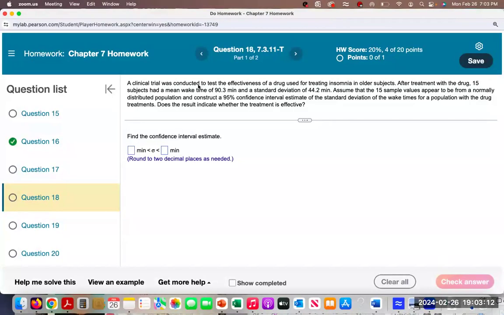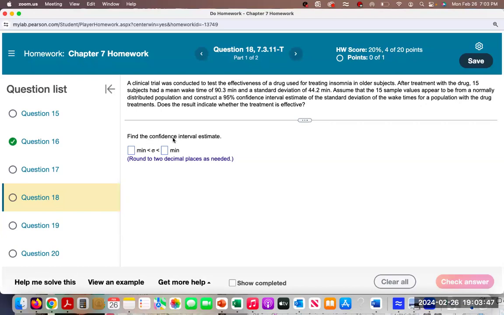A clinical trial was conducted to test the effectiveness of a drug used for treating insomnia. After treatment with the drug, 15 subjects had a mean wake time of 90.3 minutes and a standard deviation of 44.2 minutes. Assume that the 15 sample values appear to be from a normally distributed population. Construct a 95% confidence interval to estimate the standard deviation of the wake times for a population.